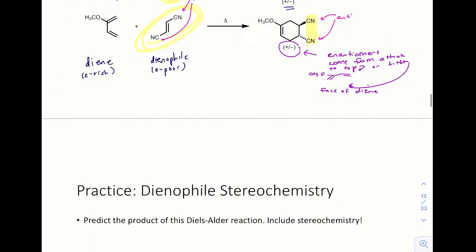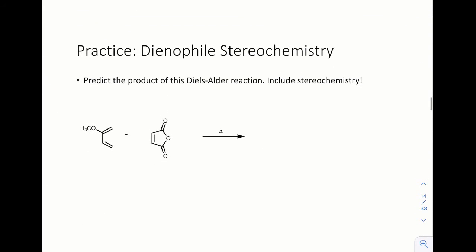And now it's your try. Predict the products of this Diels-Alder reaction and include stereochemistry. The same diene as in the previous example is treated with a different dienophile. It still has an alkene. There are still electron withdrawing groups on the alkene. It's just that the electron withdrawing groups are connected. It's an anhydride.